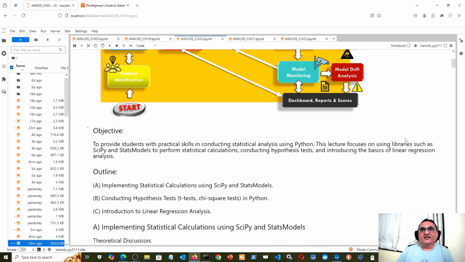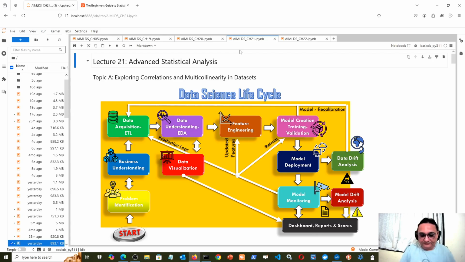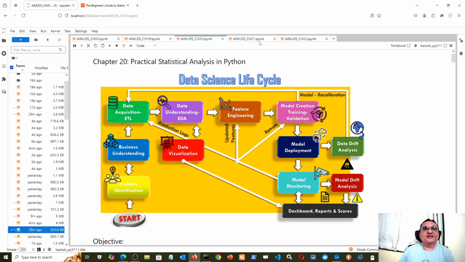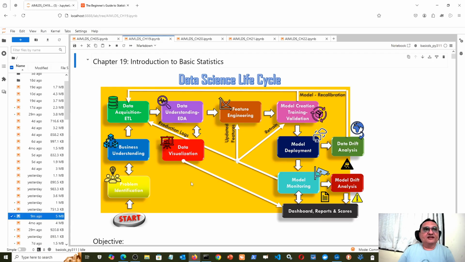20th chapter, its name is Practical Statistical Analysis in Python. So the next chapter is Advanced Statistical Analysis, and still next chapter, there we will start data pre-processing for machine learning. That is actually this kind of portion, feature engineering. And so that means once these 3 chapters are done, 19th Introduction, 20th Practical Statistics, Advanced Statistics, and these 4 chapters, then this model creation and everything will start. Okay, so now let us continue with our 19th chapter.